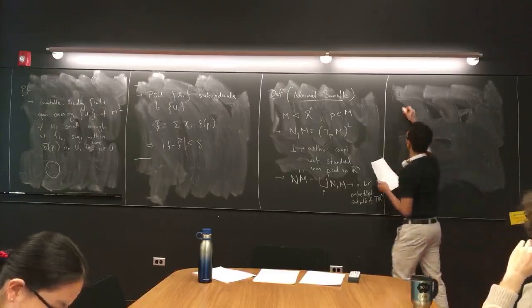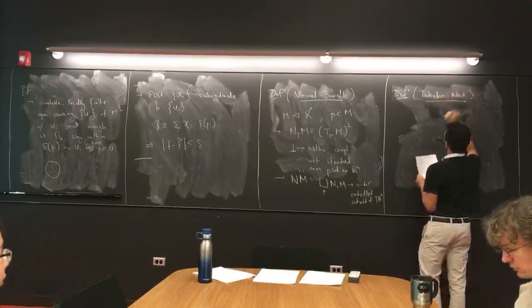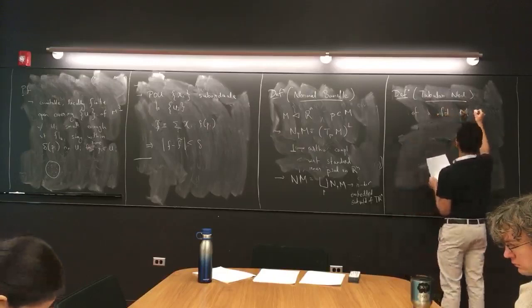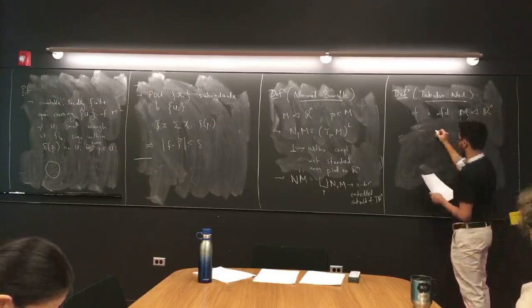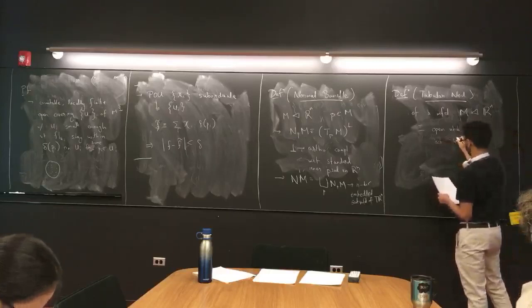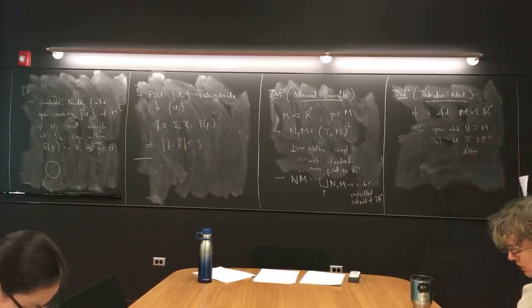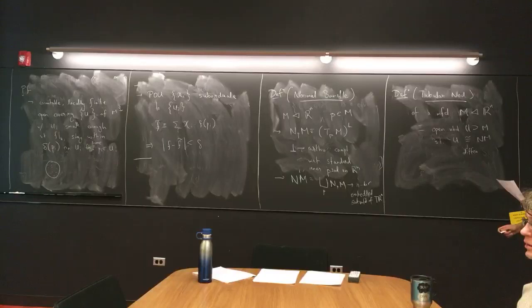All right. One more definition based on the normal bundle. We define the tubular neighborhood of a manifold, which is embedded into R^n. So this is defined as an open neighborhood U that contains M, an open neighborhood in R^n, such that U is diffeomorphic to the normal bundle. Yeah, that's exactly what it does.